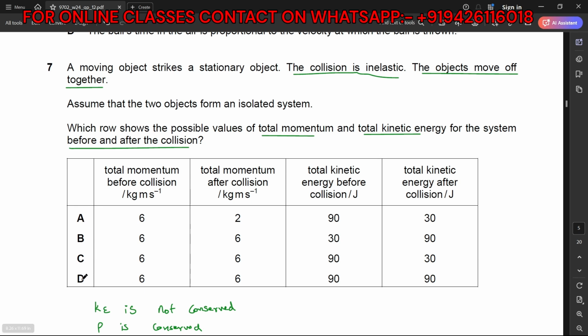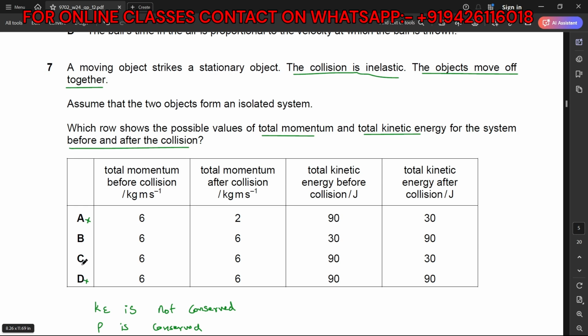So we need to find out of A, B, C, D where P is conserved, where the final and the initial value of P are equal. So A straight away gets cancelled out because the total momentum before and after does not match, which states that momentum is not conserved, which is not true, and therefore A is going to be crossed out. Now we need to find out where K is not conserved, which means the value of K cannot be equal. Over here we can see that the total kinetic energy before and after the collision are equal in this option. So D also gets ruled out. We are left with B and C.